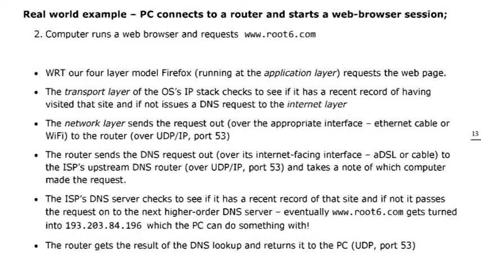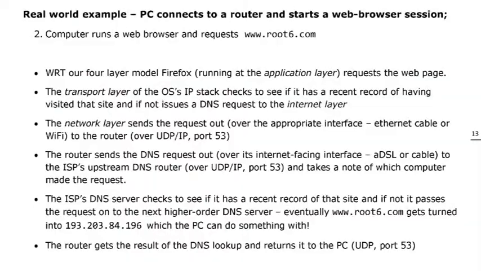Firefox, or whatever web browser you're using, Internet Explorer or Safari, which is running at the application layer, if you remember our 4-layer model, makes a request to the transport layer, which is part of the operating system. It's part of what we refer to as the TCP/IP stack, for that domain name. It says, I want to go to www.root6.com. The transport layer checks to see if you've ever been there before, and has it made a little cached record of the IP address of that server, and if it hasn't, it passes that DNS request down to the network layer.